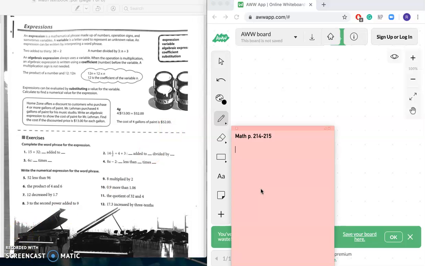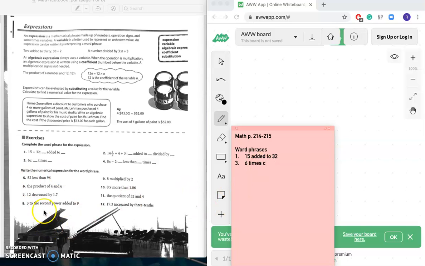All right, let's do a couple as an example. Exercises. Complete the word phrase for the expression. So we're going to do word phrases. Number 1, 15 plus 32 is 15 added to 32. Number 3, 6c. So just like we talked about, if you see a number next to a letter, that is multiplication, correct? So 6 times c.